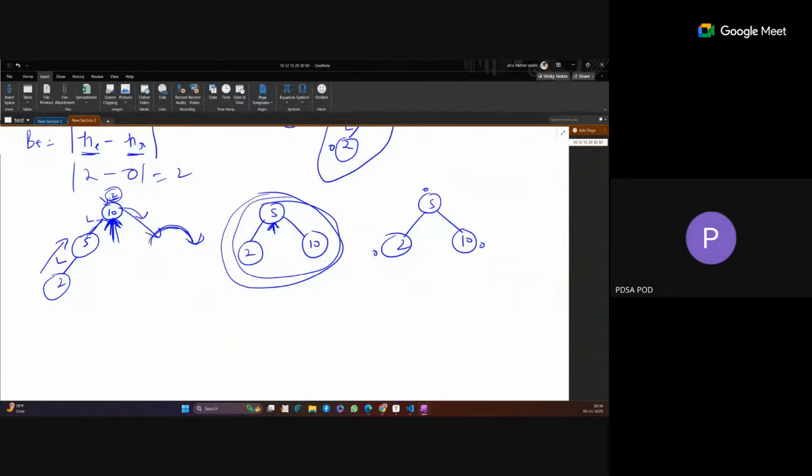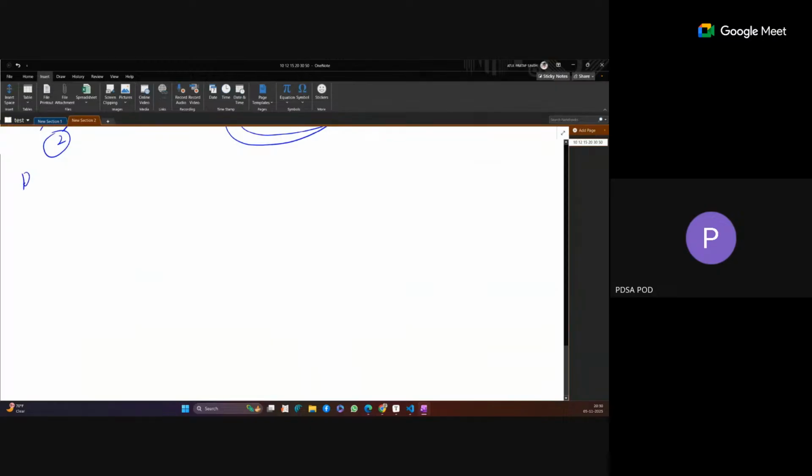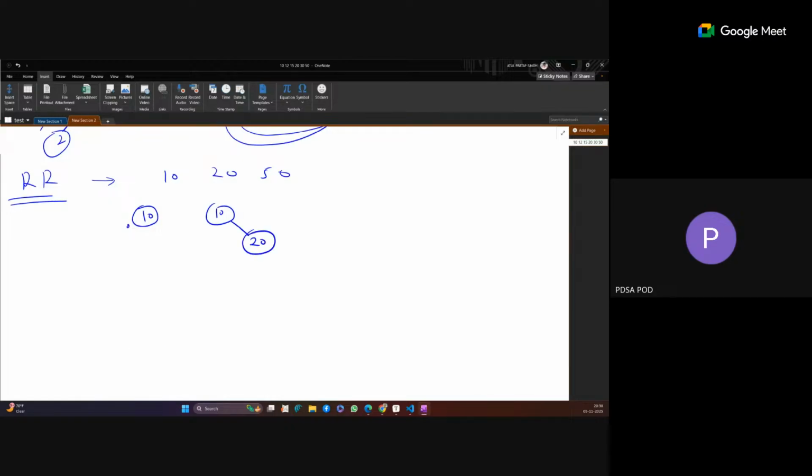Now comes the RR. RR is just the reverse of LL. Suppose you are getting the elements 10, 20, 50. You are creating the binary search tree for these. 10 is inserted first. Now the balance factor for this is 0. Next, you add 20. 20 is greater than 10, so it is added to the right. Now the balance factor of this is 0 and this is 1. Correct? And this is also balanced.